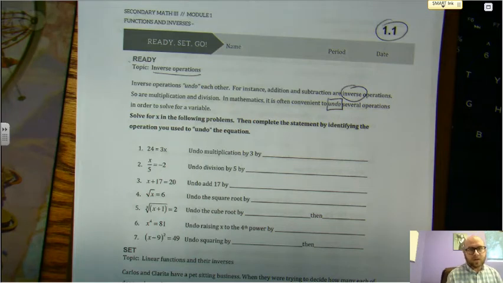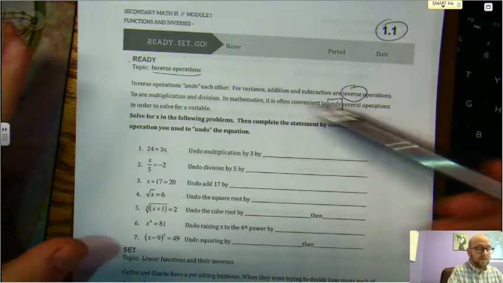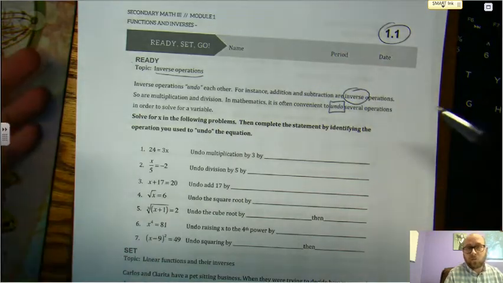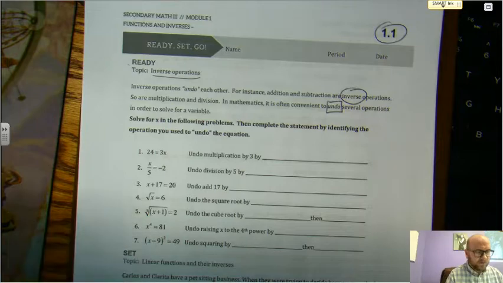Hello everybody, we're going to be working on section 1.1 of our homework today. Our goal is to get through this and help you understand the Ready, Set, Go, all three sections of the homework to better prepare you for our eventual quiz and to just understand these topics a bit better.